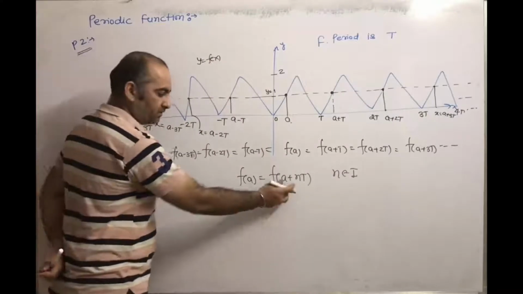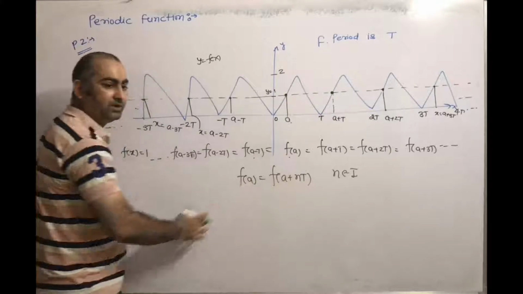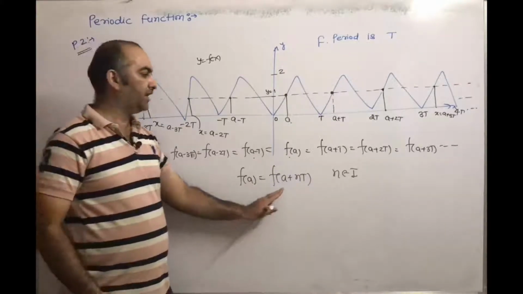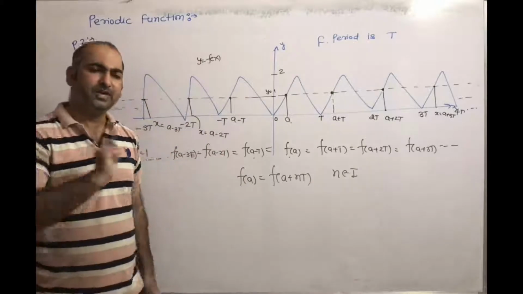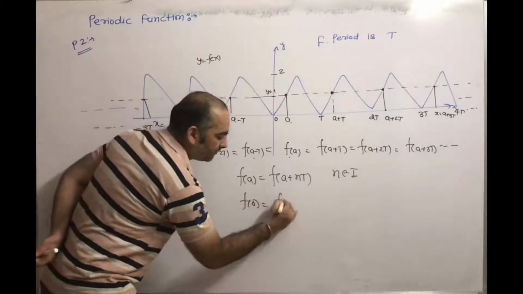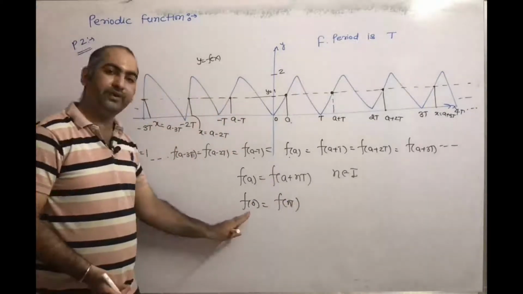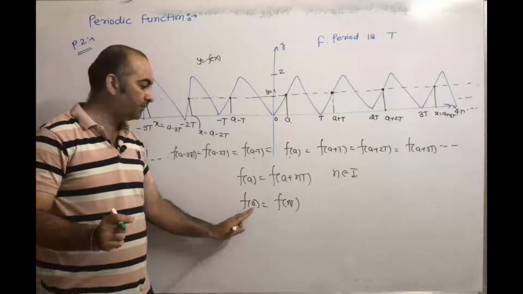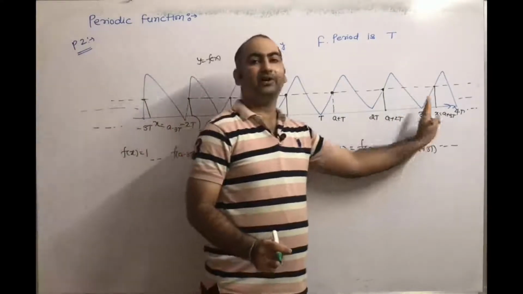Similarly, we can put negative values. If I put minus 1, this one and this one will be equal. If I put minus 2, then this one and this one will be equal. So this is true for n belonging to integers, so the value will become the same only. Suppose a value is 0. So we can say that f of 0 equals f of n times t. Then whatever value at 0 we have, the same value we will have at every t, 2t, 3t, every value we have.